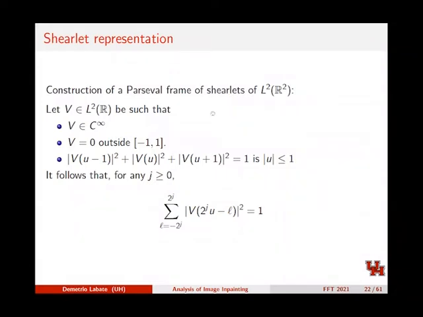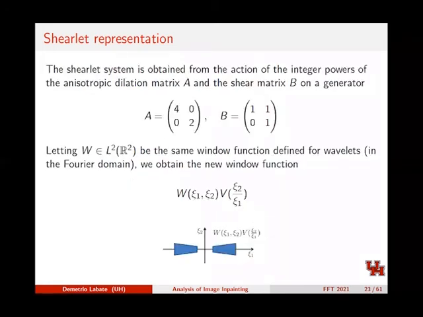I need to start by introducing another window function that is called V. The function V is univariate. It is C infinity, and it is 0 outside [-1, 1], and it has the property that if you translate it, they again form an identity, so that when I add up scaled versions of this V, they add up to 1. Now, a shearlet system, in brief, is obtained from the action of integer powers of the anisotropic dilation matrix A, which is here, and the shear matrix B on an appropriate generator.